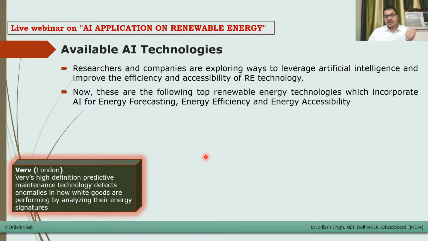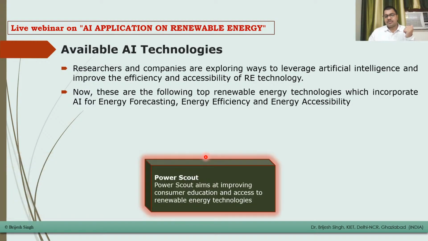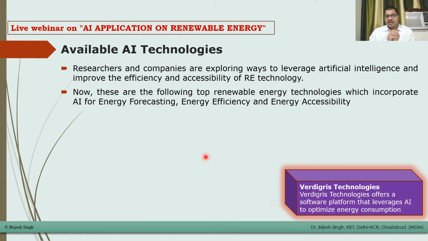So Verve is situated in London, and they are providing the support for that one. Then Power Scout aims at improving consumer education and access to renewable energy technology. So the objective of Power Scout means they are giving education to the consumer on how they can optimally use renewable energy and access renewable energy technology. Then Vertex technology offers a software platform that leverages AI to optimize energy consumption.